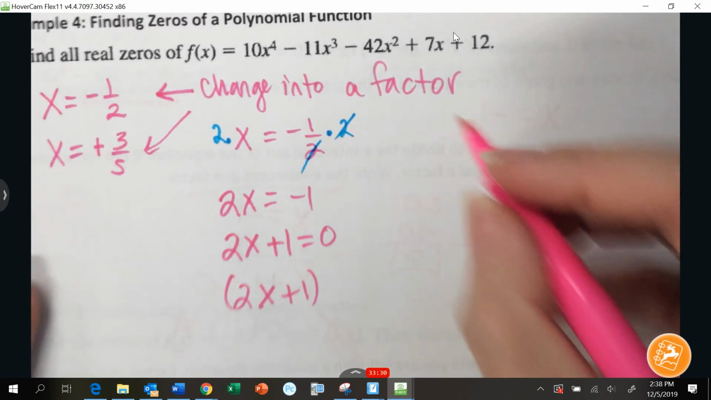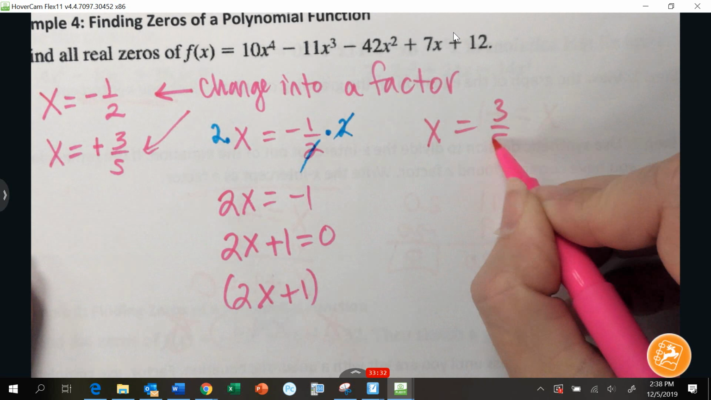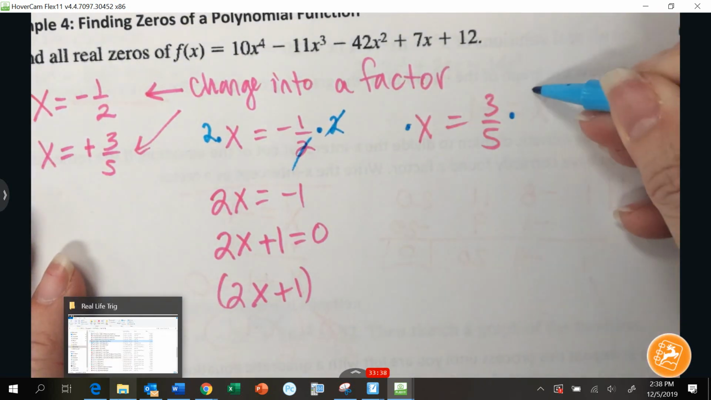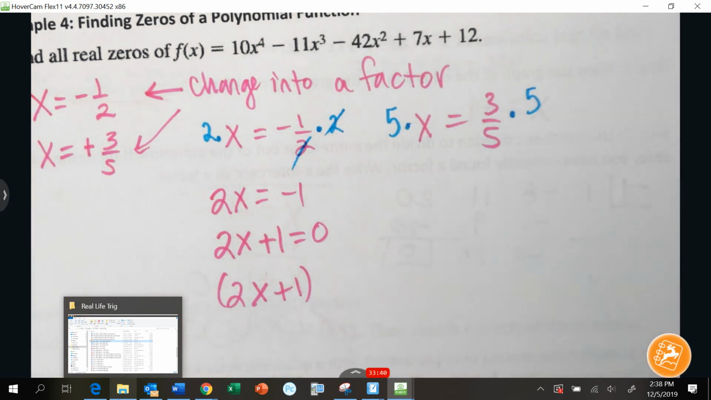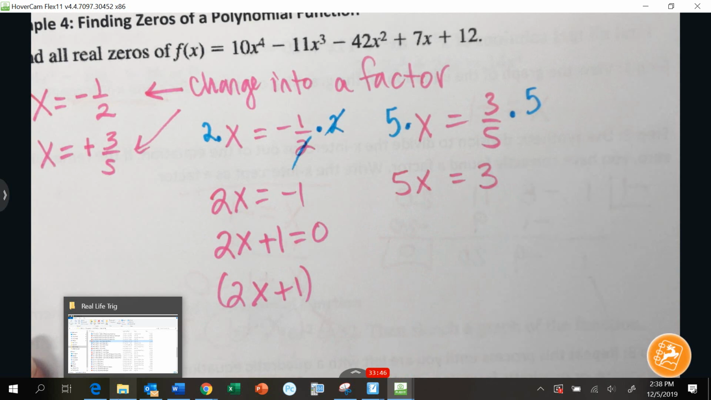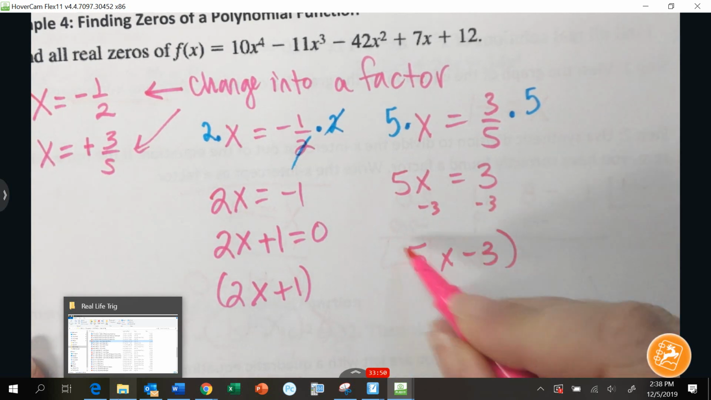So I'll do that again with x equals 3/5. What should I do first? Multiply both sides by 5. We're going to get it equal to 0, but first you have to multiply by 5. So you get 5x equals 3. And then subtract the 3. So 5x minus 3 would be the factor.